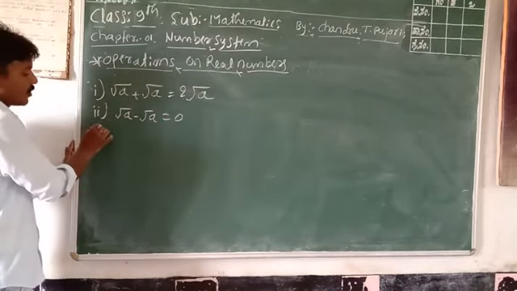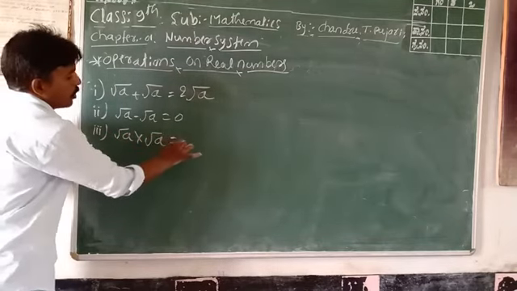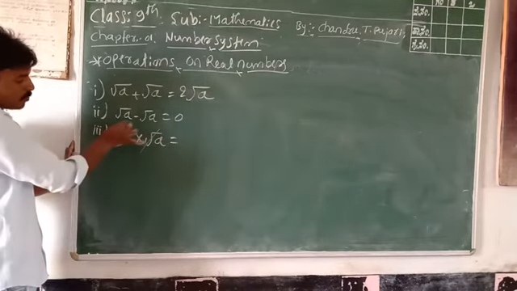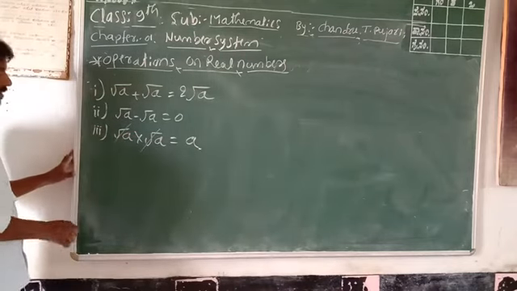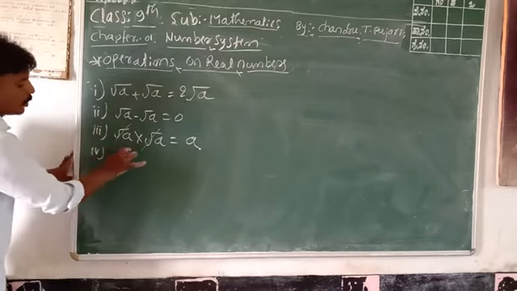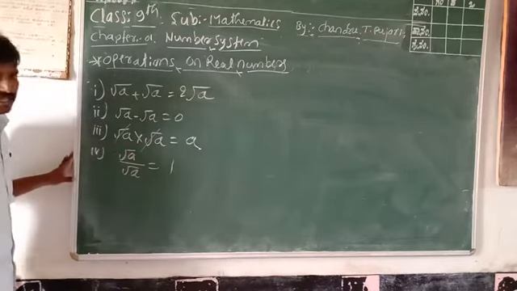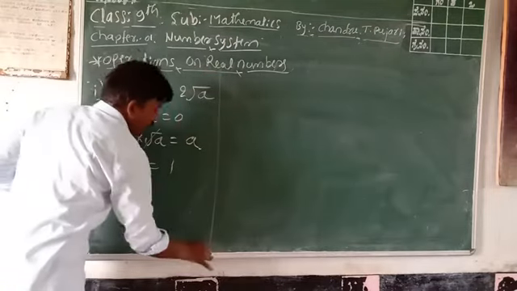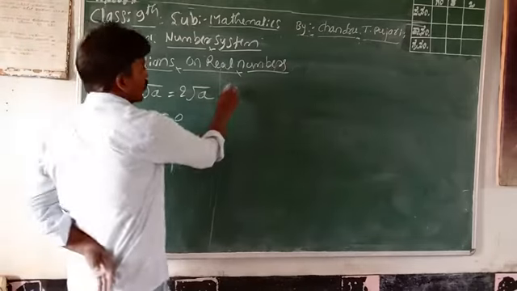Again, the third one is what? Root a into root a is equal to, the square root cancels, only a. The fourth one, root a divided by root a is equal to directly 1. These are the operations of real numbers. Next, some examples on real numbers.